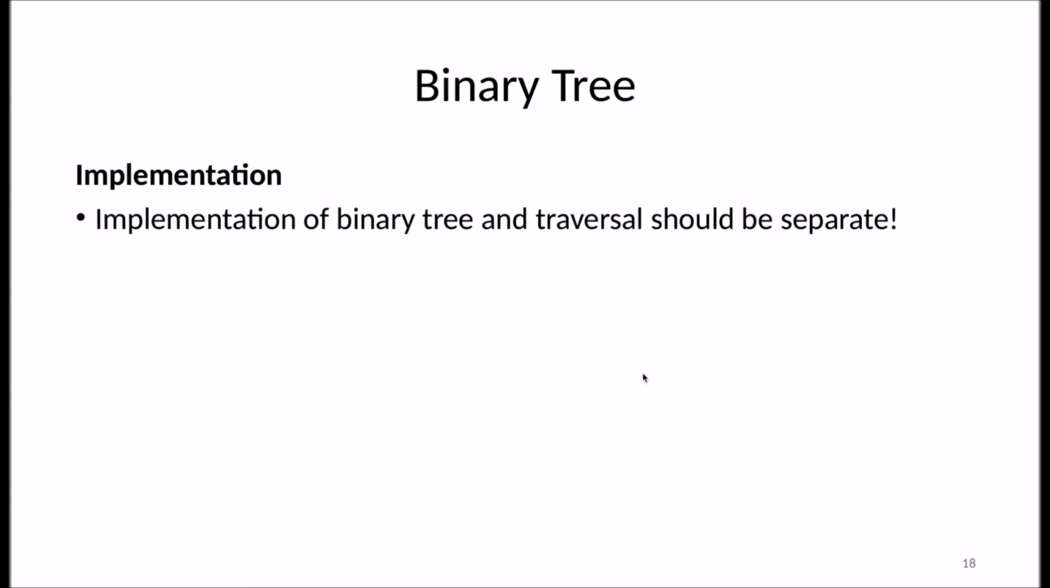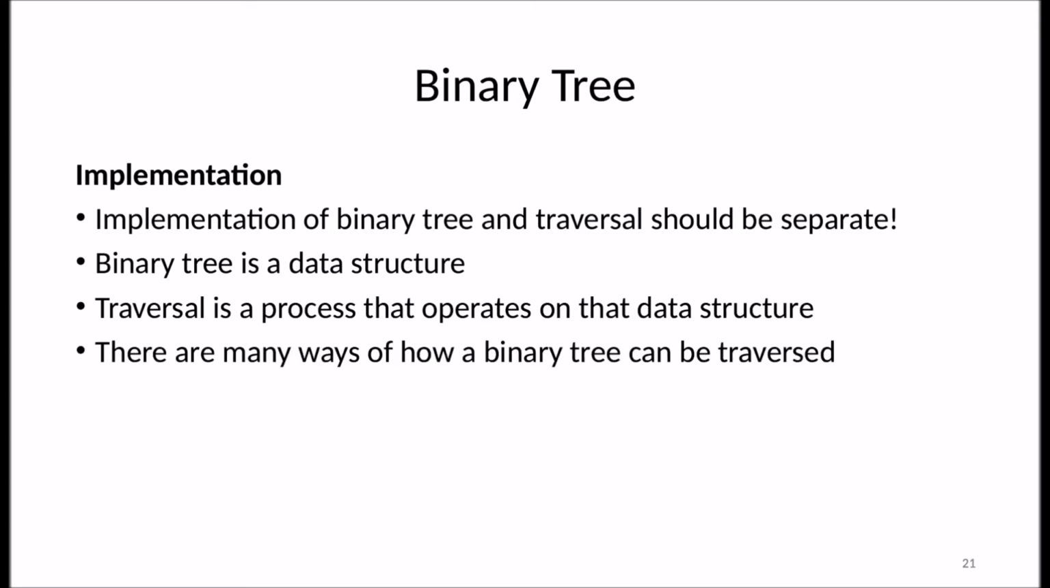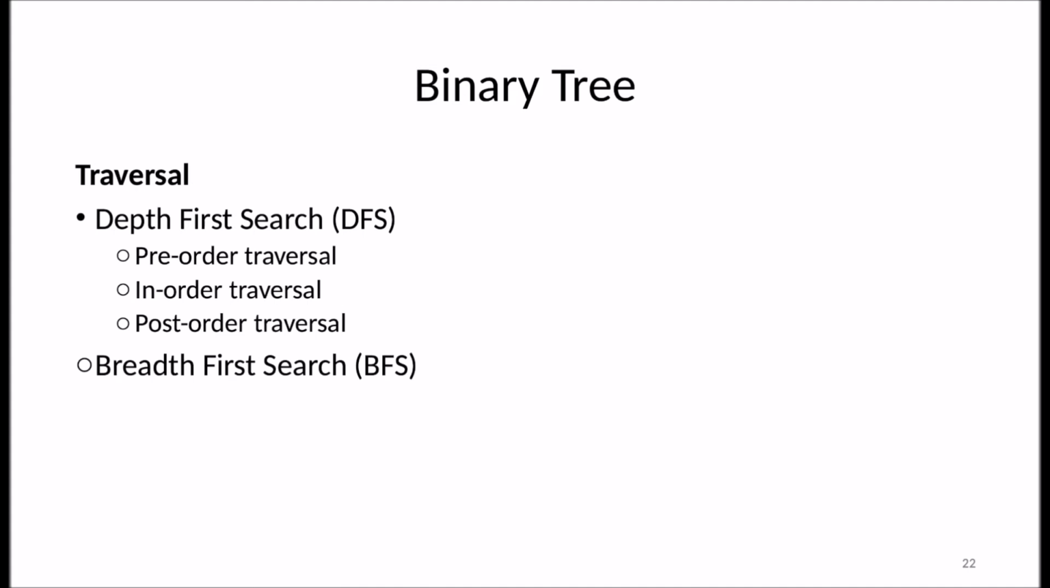Now, important is when you implement a binary tree that you keep the traversal separate. So the binary tree is a data structure. The traversal is the algorithm that operates on the data structure. And obviously there are many ways to traverse a tree. Here you can see some of the most common ways, which are depth-first search and breadth-first search. And depth-first search for a binary tree has preorder, in-order, and post-order traversal. Let's go over these traversal algorithms.